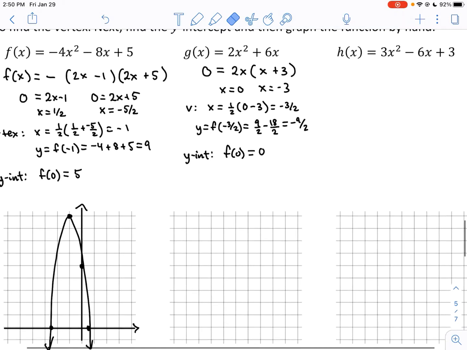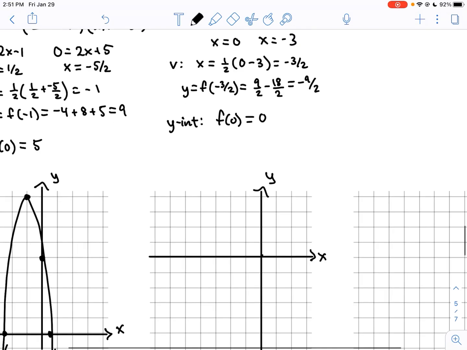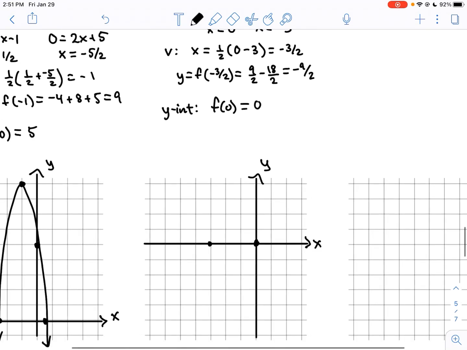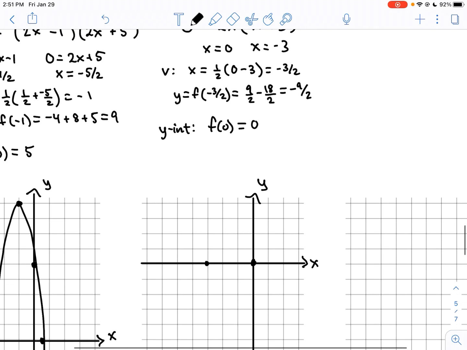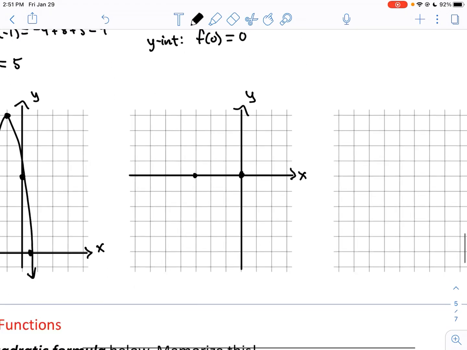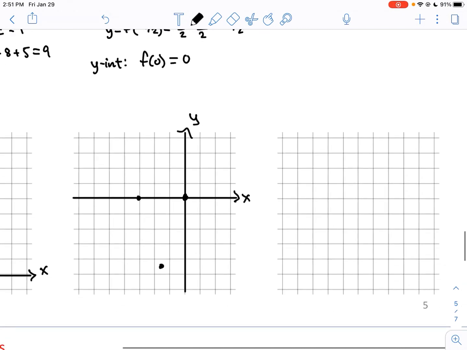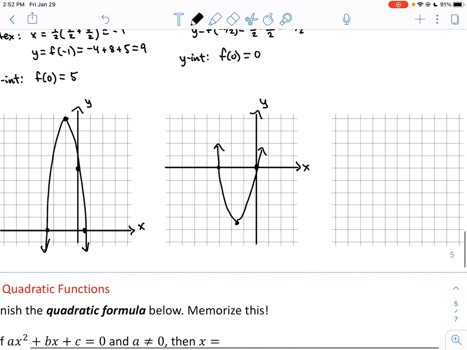All right, so I'm looking at our points here and trying to determine where I need to put my axes so we can see everything of interest. Our x-intercepts are 0 and negative 3. Our vertex was negative 3 halves, which is negative 1.5, and negative 9 halves, which is negative 4.5. And the y-intercept was also 0. Yeah, whenever the x-intercept is 0, then so is the y-intercept. And this would be our parabola opening up.